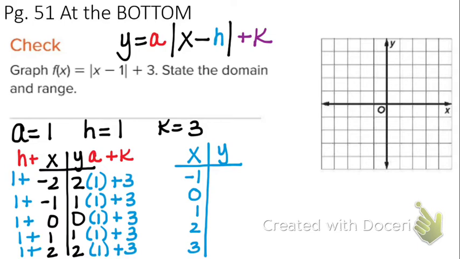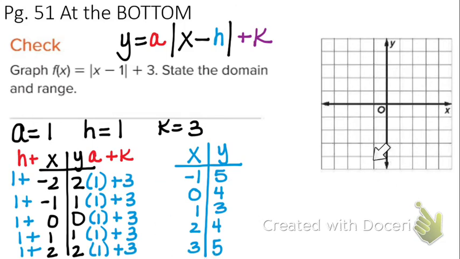So what did you get? What is 2 times 1 plus 3? 5. 1 times 1 plus 3? 4. 0 times 1 plus 3? 3. And now we're going to start repeating. So the next number is 4 and the last number is 5. Go ahead and plot these 5 ordered pairs.